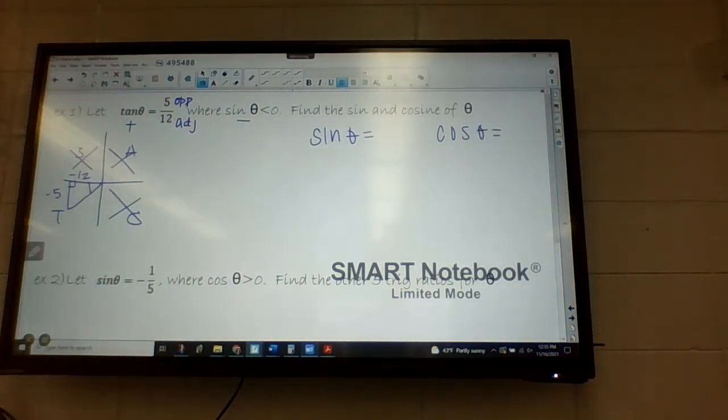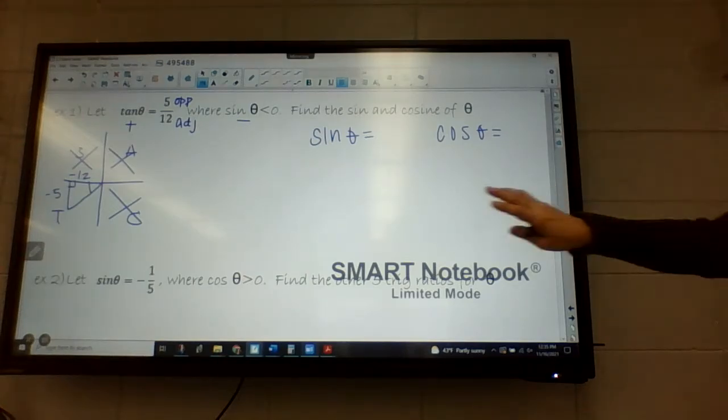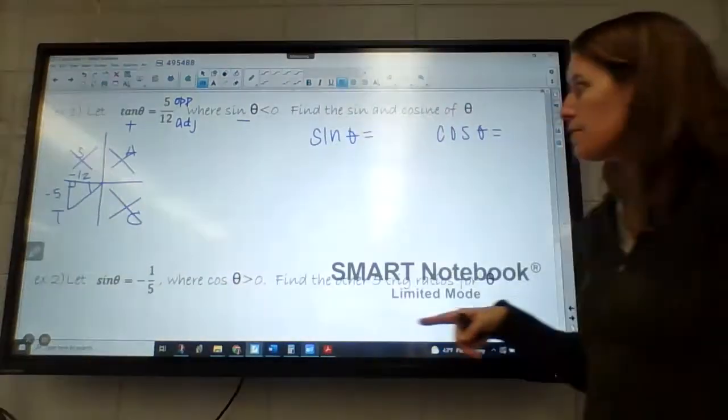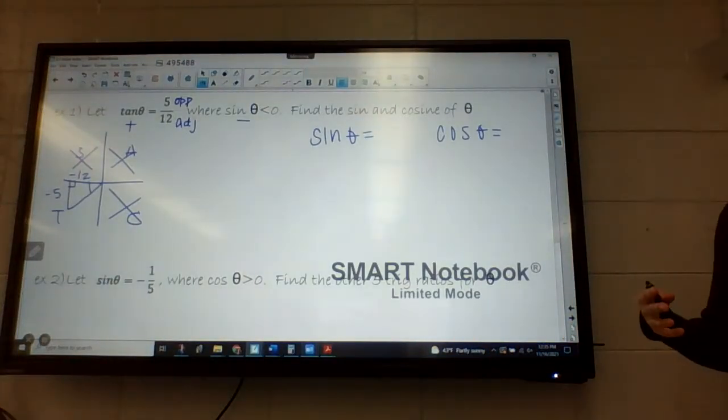Now I should know that they're both going to be what kind of sign? S-I-G-N, sign. They're both going to be negative, right? Because they're both in the quadrant where just tangent is positive. But what am I missing if I want to know sine and cosine? And we need to find the hypotenuse.